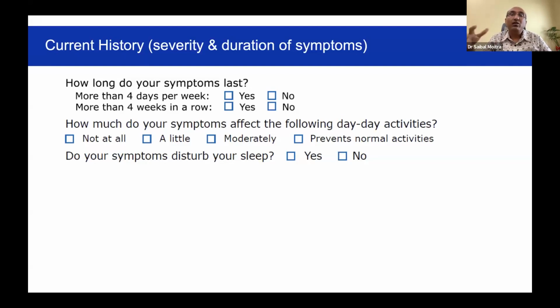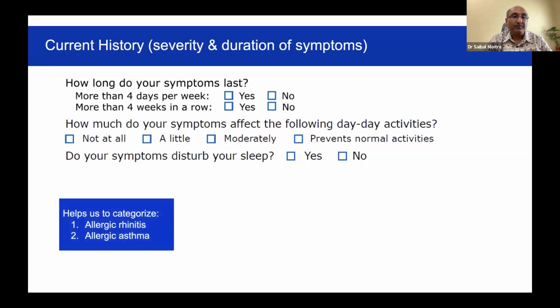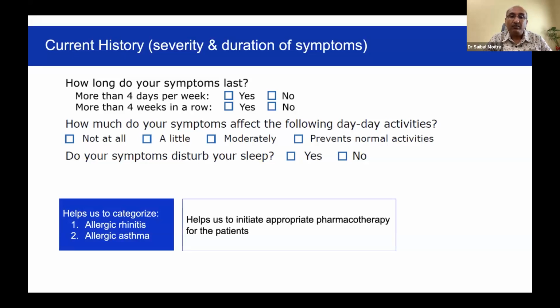And also in the control questionnaires, typically in asthma, we ask them about the past 1 month: how many exacerbations in a week, how often they need short-acting beta agonists in a week, whether it's affecting their activities, and whether it's affecting their sleep. And similarly, we say whether it's controlled, partly controlled, or uncontrolled asthma. With all this, we help to understand whether we are dealing with an allergic rhinitis primarily, or an allergic asthma, or a combination of both.